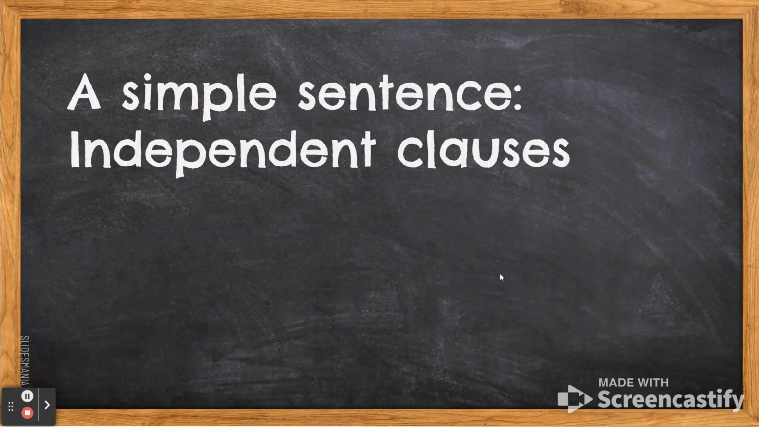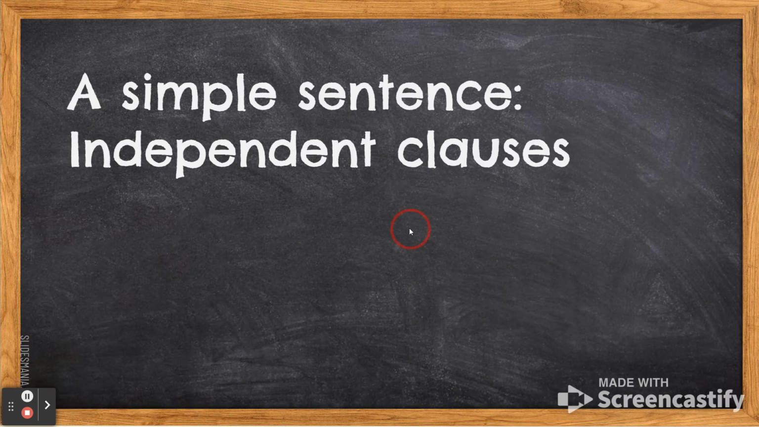So let's start with simple sentences. A simple sentence is sometimes also called an independent clause. A clause is any group of words that has a subject and a verb in it. If it is independent, then it can be by itself a simple sentence.